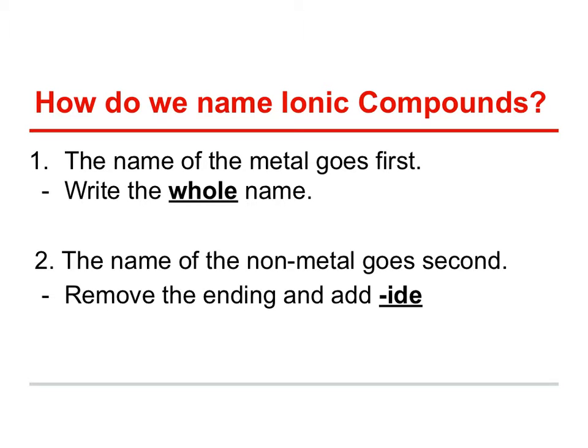The first is that the name of the metal goes first. The metal will always make a cation. And we're going to write the whole name. So we're going to find that on the periodic table. Okay. Ionic compounds have a first and a last name. So their first name is the cation. The second name is the name of the nonmetal.